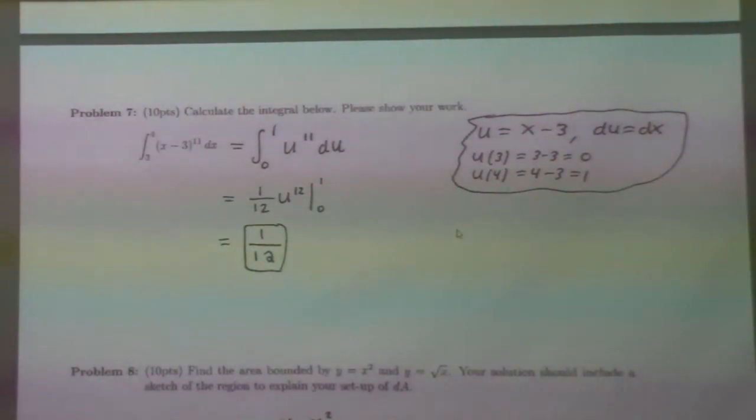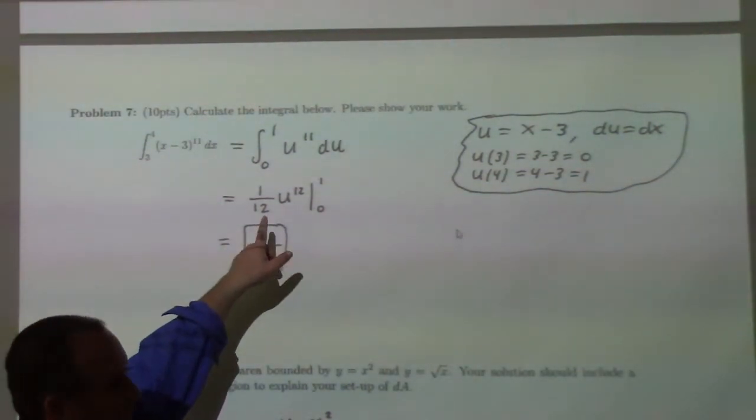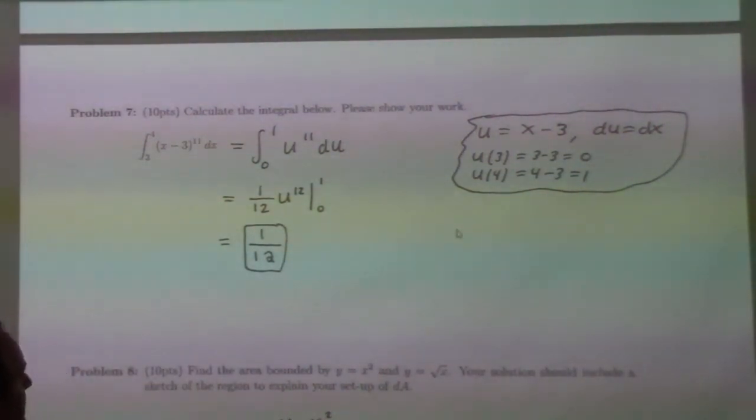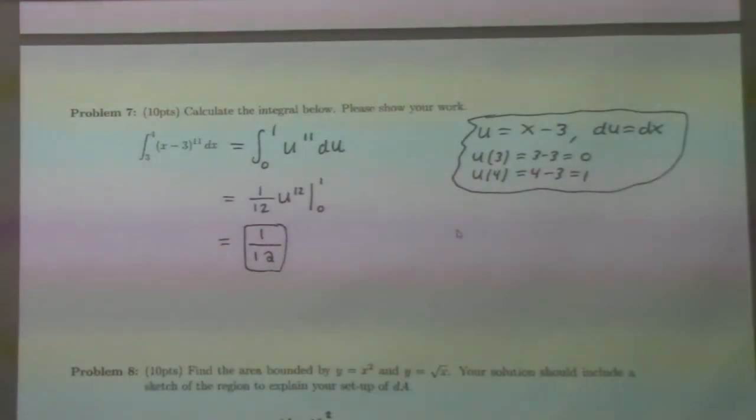Then du is dx. And then the thing is you have to change the bounds, right? So u of 3 is 0, u of 4 is 1. We plug the x's into the formula for u. So 3 minus 3 is 0, 4 minus 3 is 1. So 3 goes to 0, 4 goes to 1. We integrate from 0 to 1 of u to the 11th, which is 1/12 u to the 12th evaluated from 0 to 1, which is just a 12th.